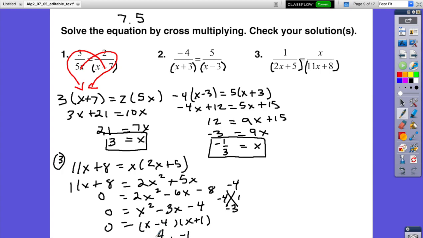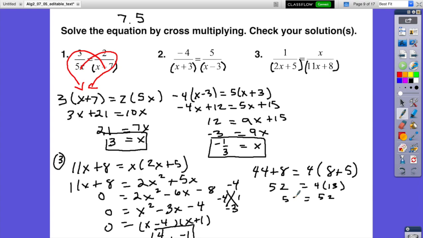But we have to check them. So let's just make sure that it's going to work. If I put in 4 here, so that's going to be 44 plus 8 is going to equal 4 times 8 plus 5. Let's see if that works. 4 times 8 plus 5, correct? So this becomes, what does this become? 52. And this becomes 4 times 13, and 4 times 13 is 52. That works. Let's try the next one, negative 1.